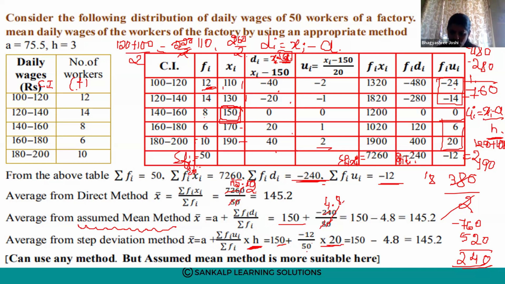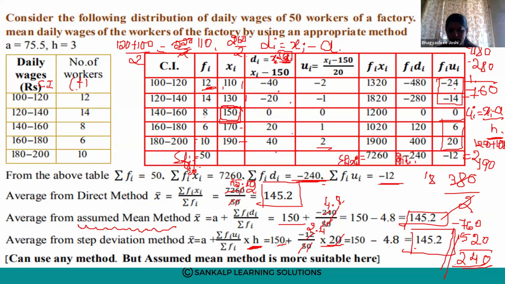So if you calculate all these values, 0, 0 will get cancelled. 5 1s are 5, 5 2s are 10. So 2 remains. 2.4 into 2, that is 4.8. 150 plus minus 4.8, here also this is 145.2. In all the cases, the mean is the same, that is 145.2. Yes or no? Mean is same in all the cases.